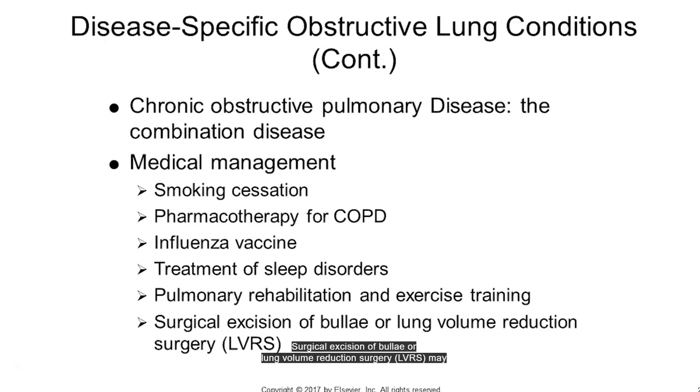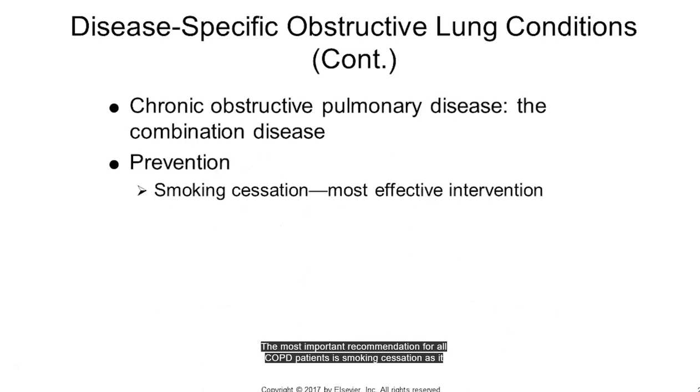Surgical excision of bullae, or lung volume reduction surgery, LVRS, may help to improve lung mechanics and function of the respiratory muscles by reducing lung hyperinflation, but is only used in carefully selected patients. The most important recommendation for all COPD patients is smoking cessation, as it can prevent the onset and progression of COPD.